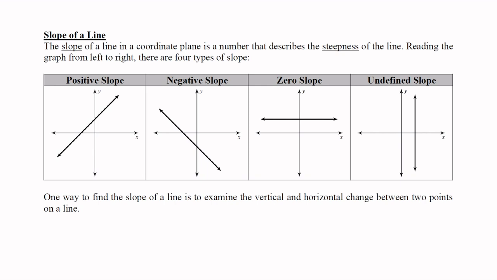on a line. So in a positive slope, you're going to have an increasing line from left to right. A negative slope will feature a decreasing line from left to right. Zero slope is a horizontal line, and undefined slope is a vertical line.